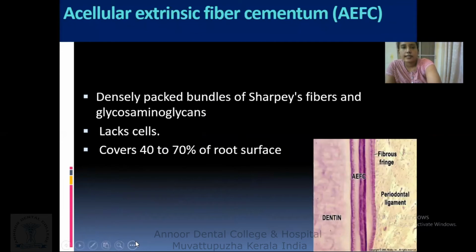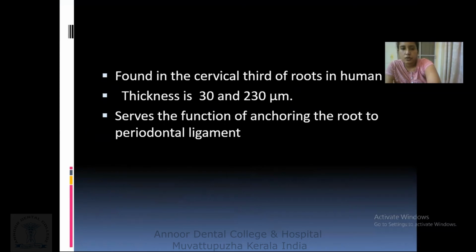The next group is the acellular extrinsic fiber cementum. It does not have cells, but extrinsic fibers are present. It has densely packed bundles of Sharpey's fibers and glycosaminoglycans, and it lacks cells, and it covers 40 to 70% of the root surface. This is mainly found in the cervical third of the root in humans, and it serves the function of anchoring the root to the periodontal ligament.